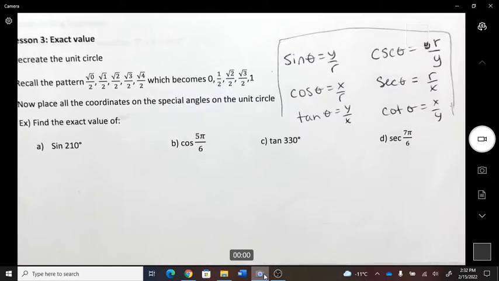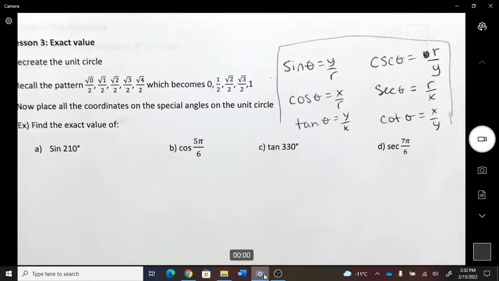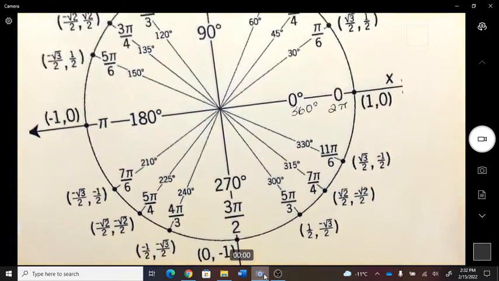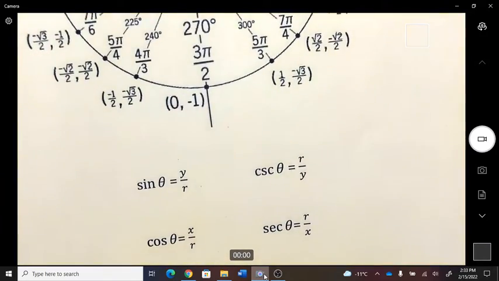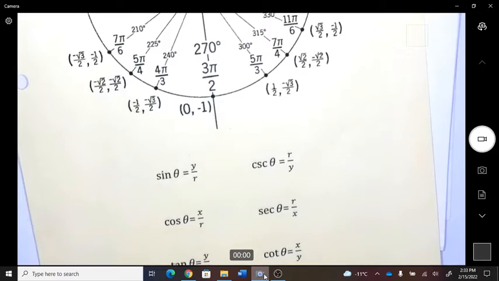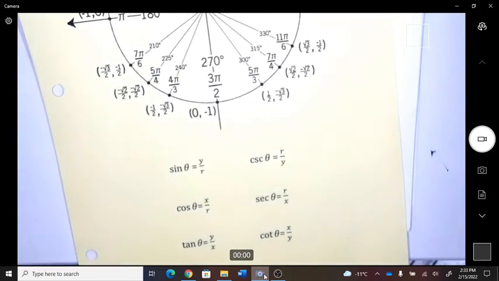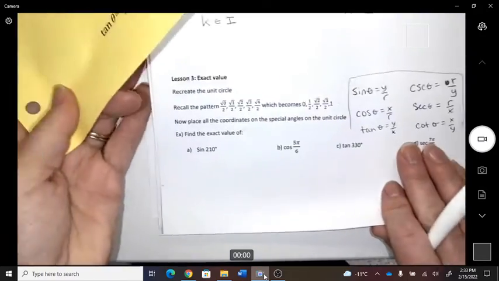Okay. So we learned that yesterday. Plus, how many days ago we learned the unit circle, right? We learned how to make this. We made all the coordinates. So everything we've learned is on this paper I've given you. Now we're going to tie the two things together. Okay. Ready?